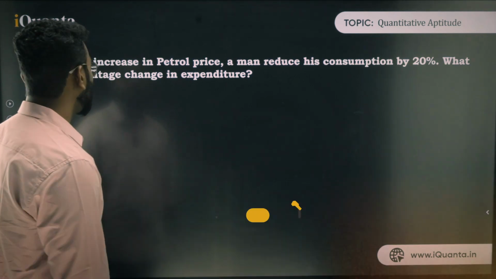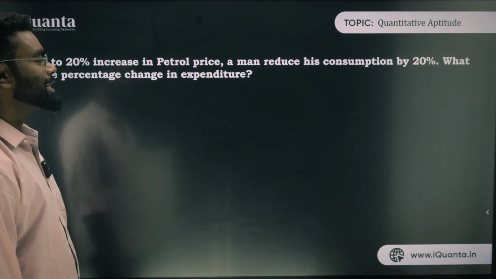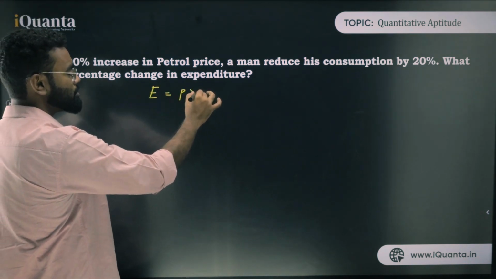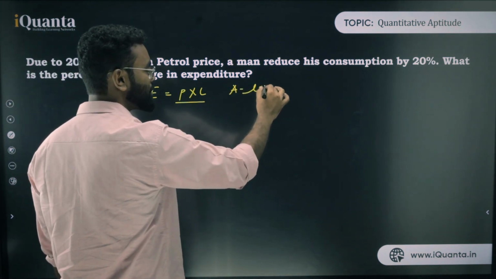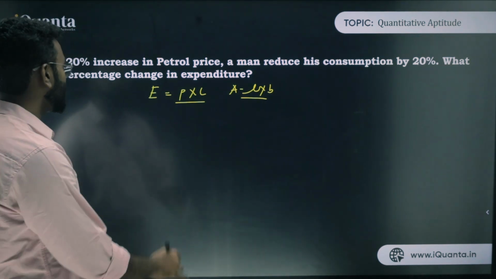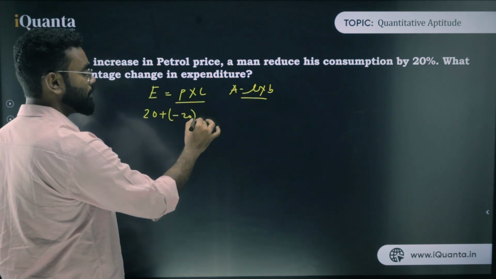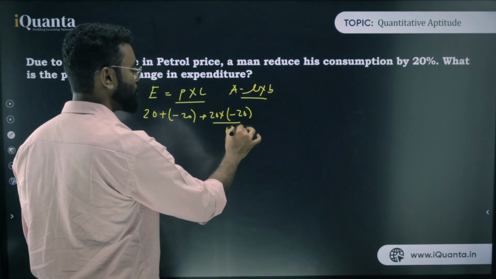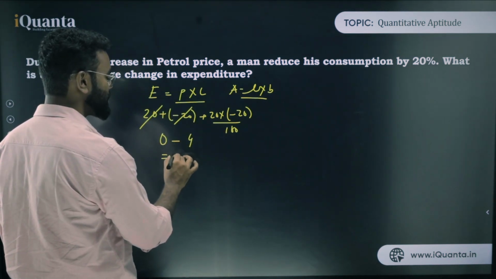So due to 20% increase in petrol price, a man reduces consumption by 20%. What is the percentage change in expenditure? Now I know expenditure is nothing but price into consumption. Like in the case of area, it is in the product form, so I can use successive. So take 20 plus minus 20 plus 20 into minus 20 upon 100. If you do this, this gets cancelled out, so 0 minus 4, so your answer is minus 4.